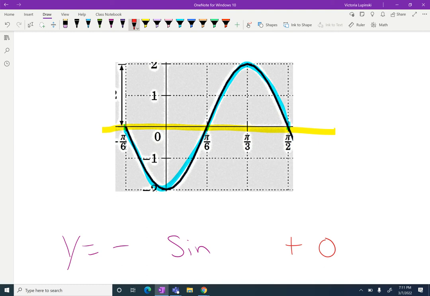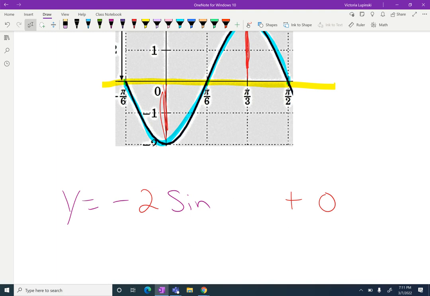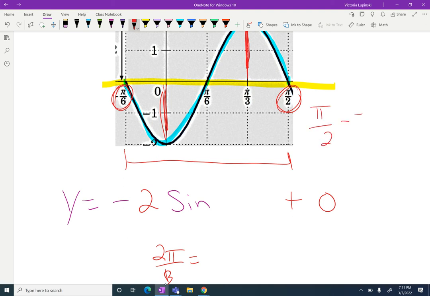Remember, the amplitude is the distance from the midline up or the midline down, so that's pretty clearly 2. In order to calculate the b, you would have to set the formula for period, 2 pi over b, equal to the period. So the period is the distance from the beginning to the end. So in order to find that distance, you would do pi over 2 minus negative pi over 6. That's how you find a distance. It's the back minus the front. A negative negative becomes a positive.